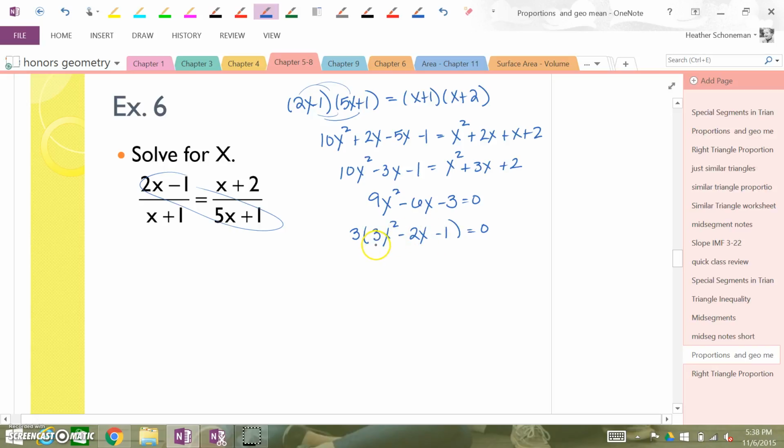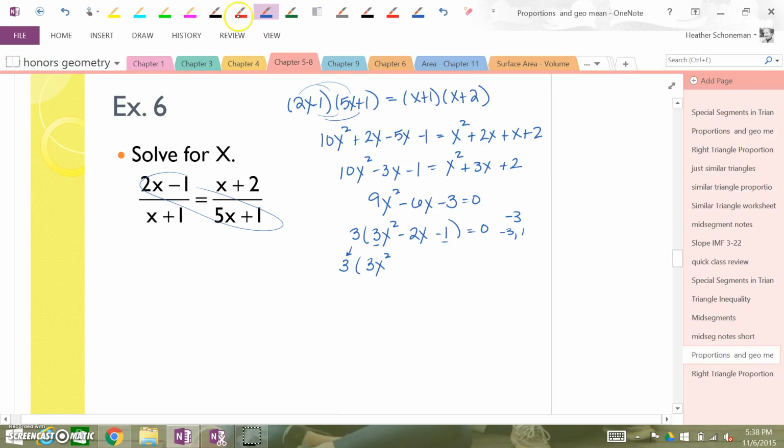So to do that, I'm going to take this 3 times this negative 1 and get negative 3. I need two numbers that multiply to negative 3 and add to negative 2. So those would be negative 3 and 1. Now I'm going to rewrite this. The greatest common factor just goes along for the ride.